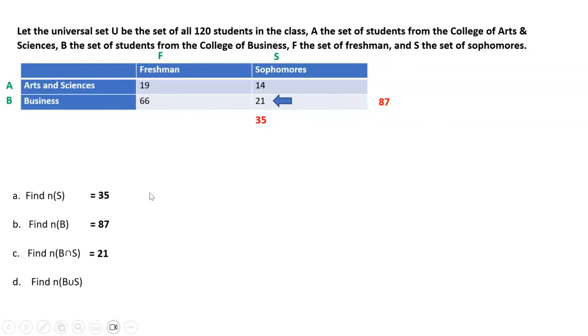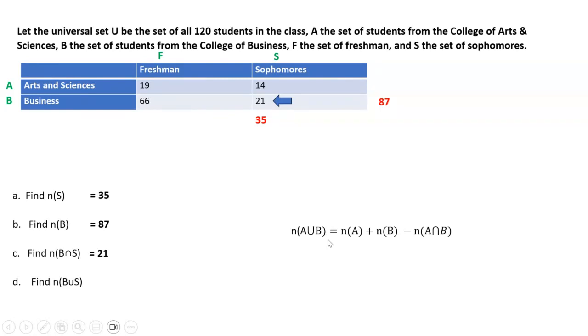That's my answer. Now find the union of B and S. We can do it two ways. This is B, right? B is 87. I already counted these. And then S will be this right here, but I already counted the 21 here across. So it's going to be 87 plus 14.